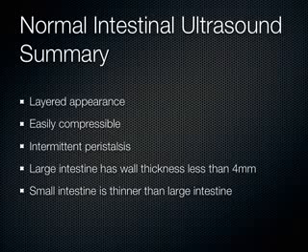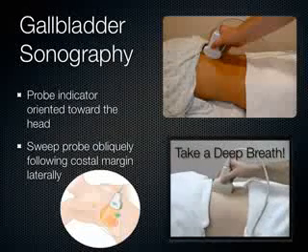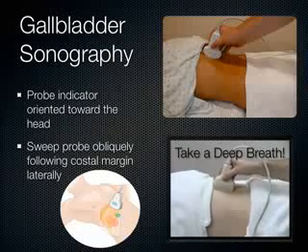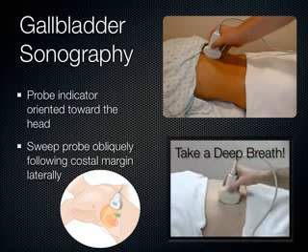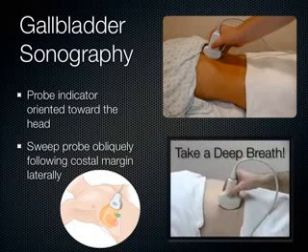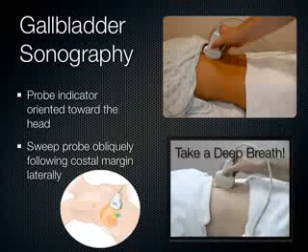Changing gears one last time, we're going to talk now about the gallbladder. Gracie, if you want to hand those out while I'm doing the gallbladder. We're going to have the indicator aimed towards the patient's head in a sagittal plane, and then the patient's going to take a deep breath, and that's called a subcostal sweep, okay?